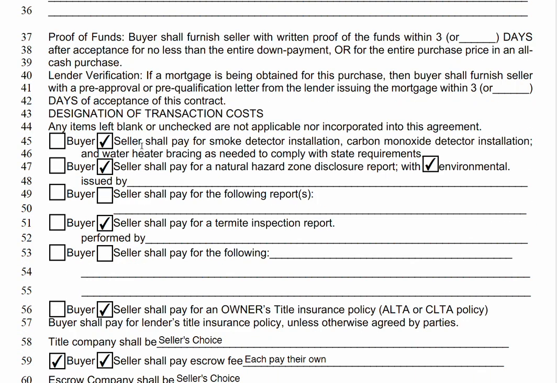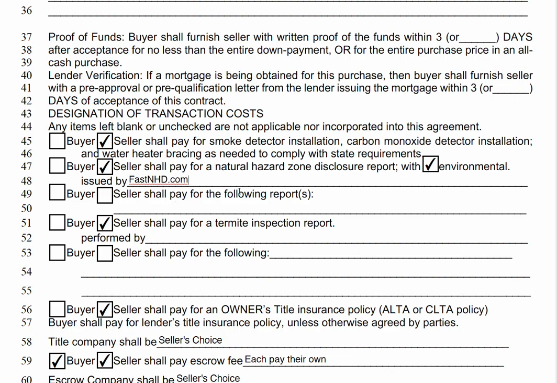Now, I highly recommend seller checks or seller pays. So you check this box, seller shall pay for smoke detector installation, carbon monoxide detector, water heater bracing. Why? Well, is the buyer going to go into the seller's house and start doing work? And what if it falls out of escrow? That's why this should be the seller's responsibility. Seller to pay natural hazard disclosure. Check the box environmental. Go ahead and write fastnhd.com.